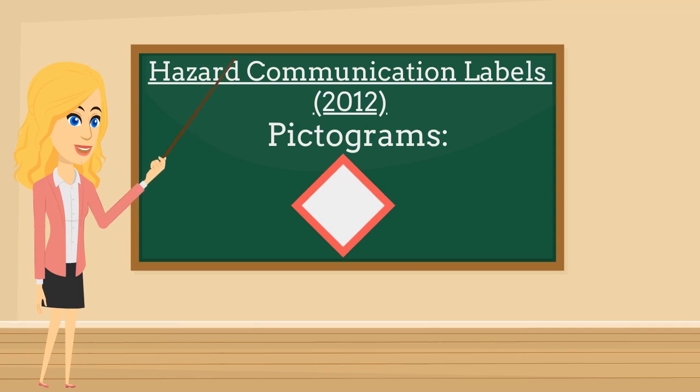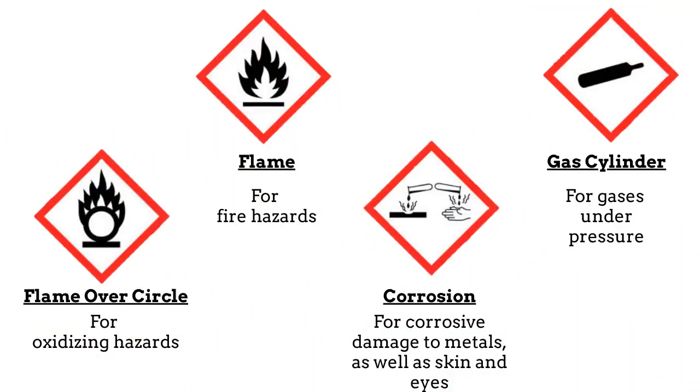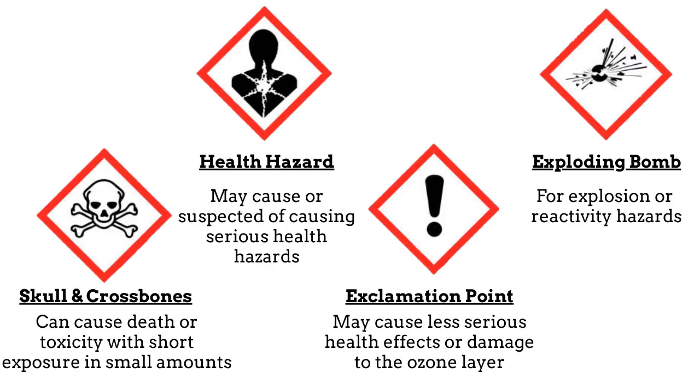Lastly, a label is required to have a pictogram on it. Pictograms are graphic symbols used to communicate specific information about the hazards of a chemical. Pictograms consist of a red square frame set at a point with a black hazard symbol on a white background. While there are 9 available pictograms, OSHA will only enforce the use of 8 of them. The required symbols are the flame over circle, a normal flame, corrosion, the gas cylinder, the skull and crossbones, health hazard, an exclamation point, and the exploding bomb.